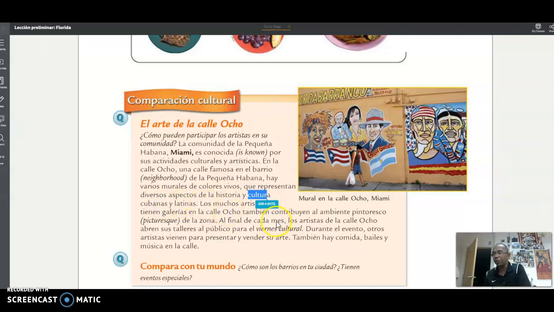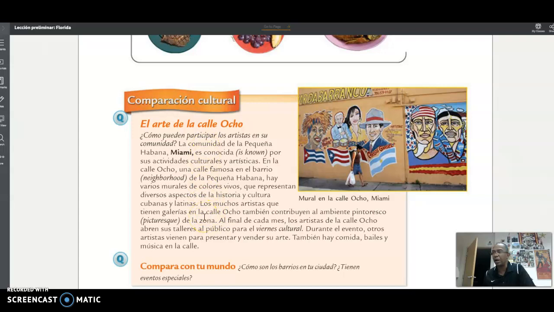So after realizing how many cognates, how many words that look familiar, if you look at these words around it and then you try to make sense of it, you will know exactly what it says. So tell me in your own words, after reading this, what does it say? What does it mean? What is the main idea of this paragraph? What is it talking about?